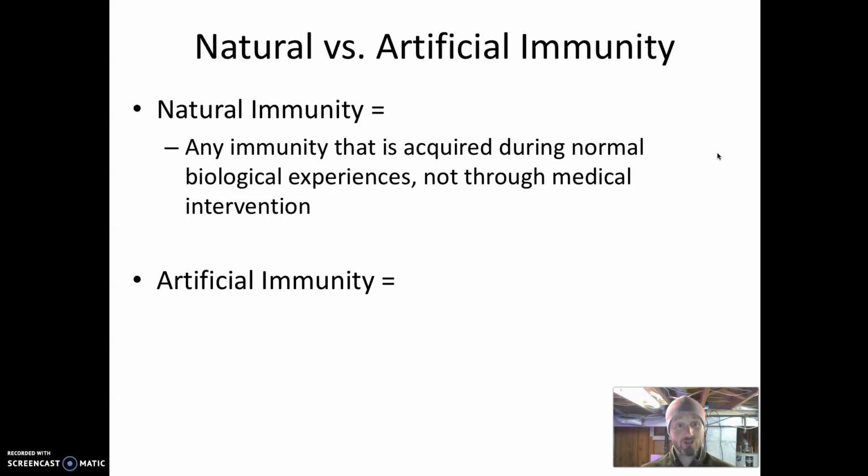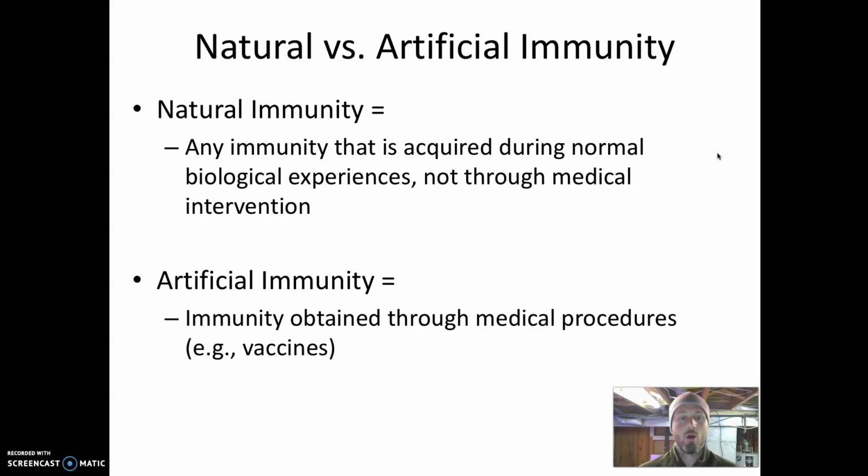So how does artificial immunity compare? Well, artificial immunity is any immunity gained through a medical procedure. So vaccines are the ones we'll talk about most often, but there's more than one kind of medical procedure that can give immunity. So natural versus artificial. Natural is just normal life processes, not medical. Artificial, medical processes.